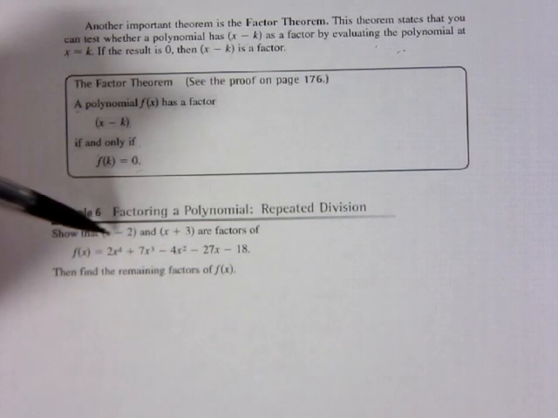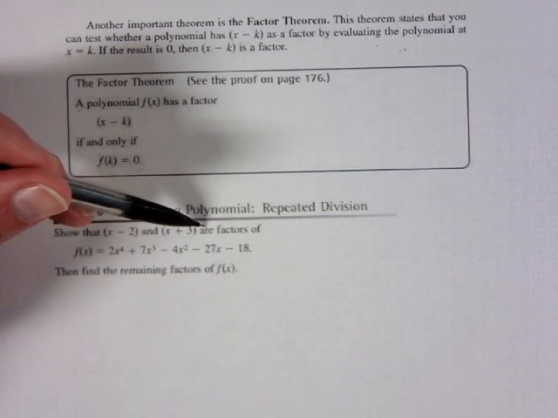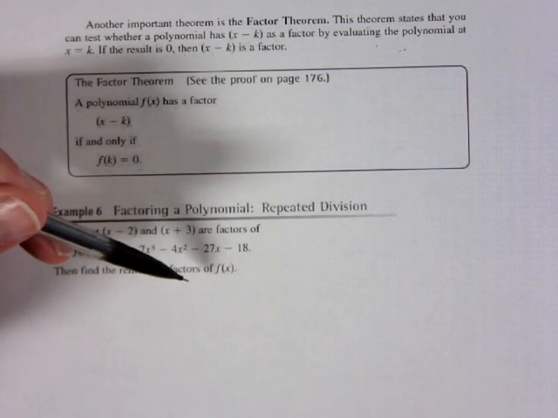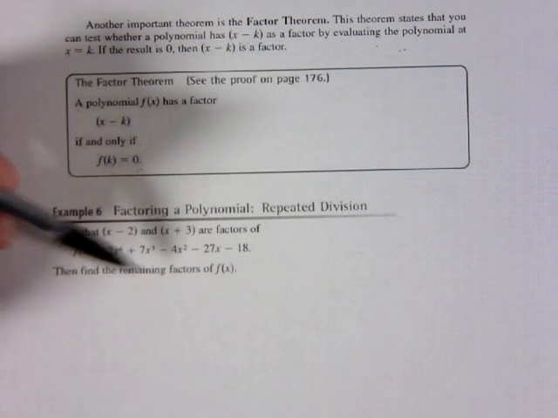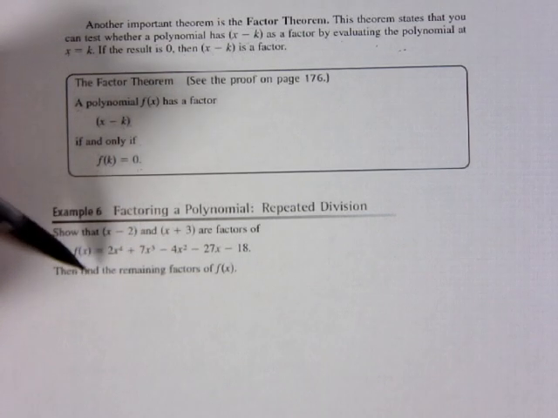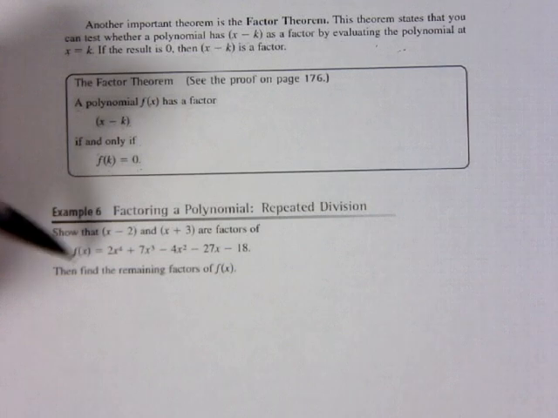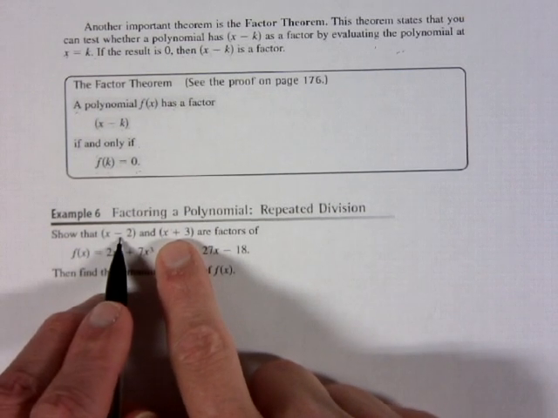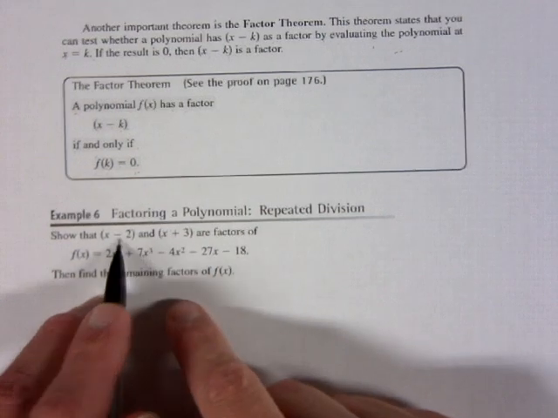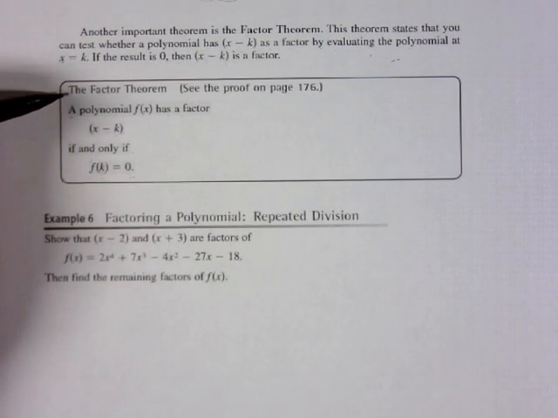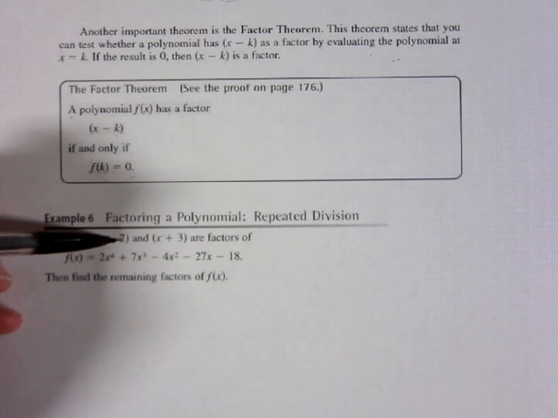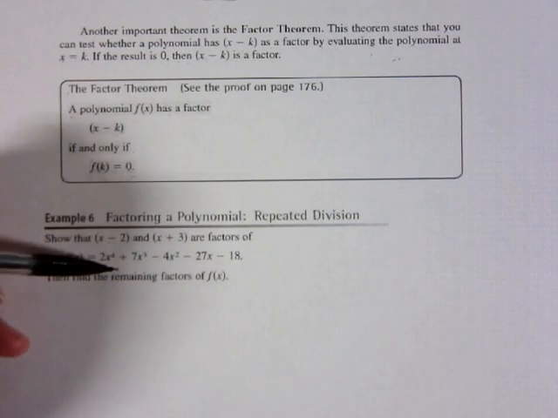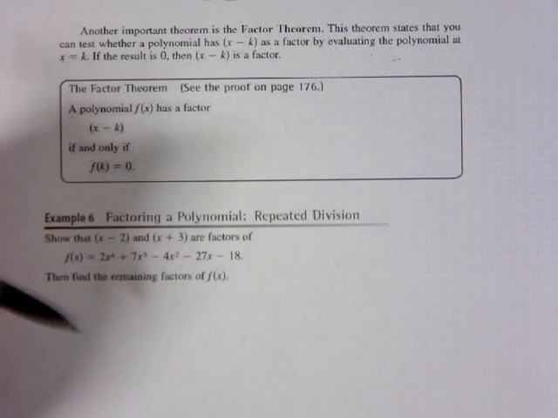It says show that these two are factors of this polynomial and then find the remaining factors. Well, the first thing that we want to do is show that these two are factors. How would we know if these two are factors? Based on the factor theorem, if I plug in 2 and get 0, then this is a factor. And if I plug in -3 to the function and get 0, then that would be a factor.